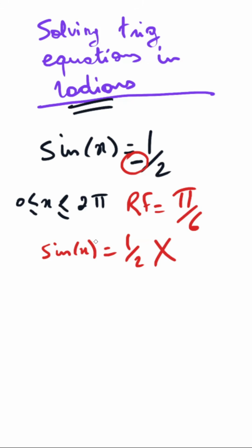Now let's determine where sine is negative. On the unit circle, if we draw it right here, sine is the y component. So here is where sine is negative: quadrants 3 and 4.